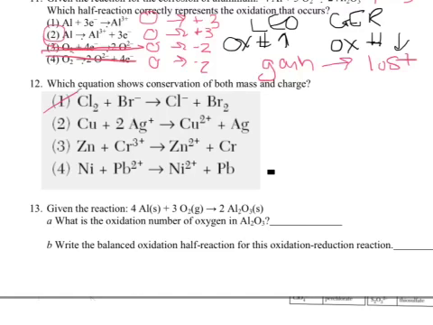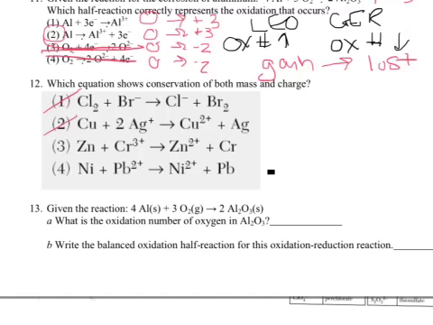In choice 2, we have 1 copper atom and 1 copper ion on each side of the arrow. And then we have 2 silver ions, but only 1 silver atom. Again, this discrepancy in number means that this can't be balanced. Now, in the next 2 equations, we'll see that according to atoms, they're balanced on both sides.